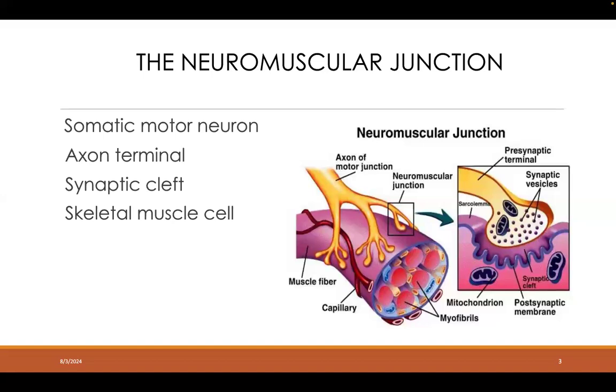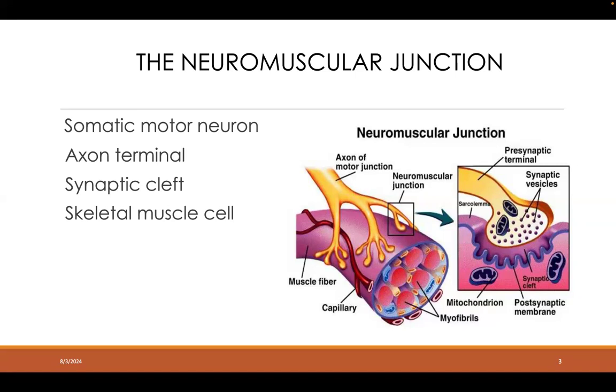So to start off with, the neuromuscular junction, what actually it is. An NMJ is a chemical synapse between an efferent neuron of the somatic motor division and a skeletal muscle cell. It allows the electrical signal of a neuron to be translated to a neurotransmitter that will subsequently excite the skeletal muscle cell, resulting in a contraction process.